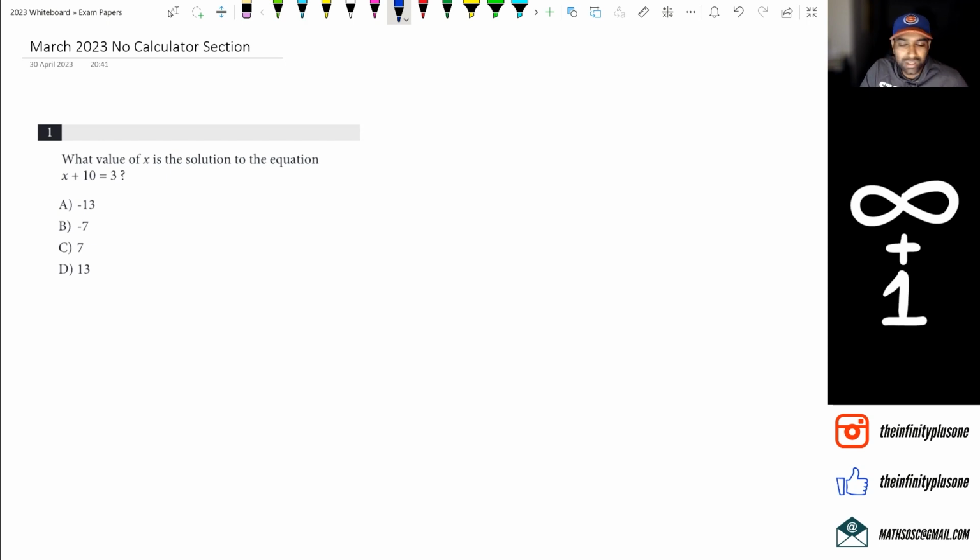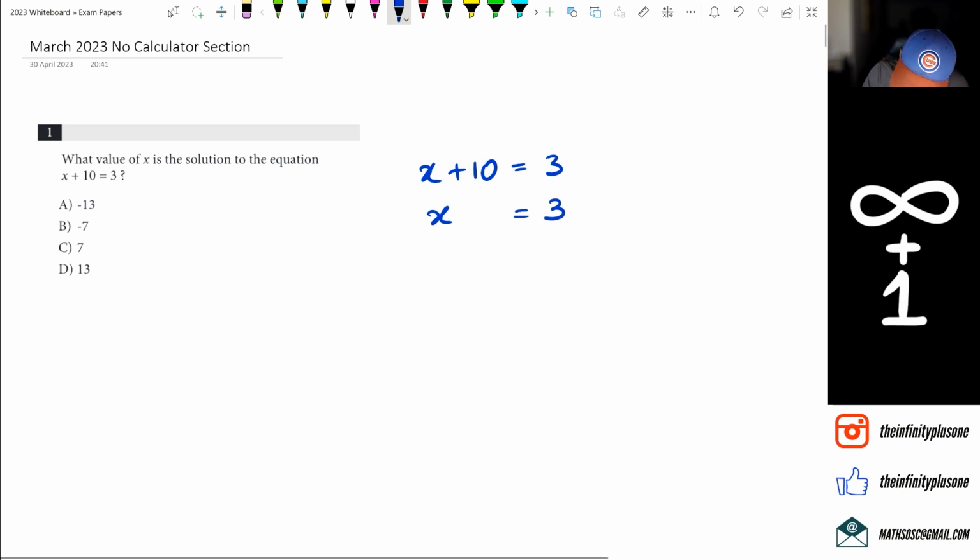What's the value of x? I guess you guys don't need to show working, you just select the answer and you're good to go. But I am going to do the working, by the way. So we've got x plus 10 is equal to 3. So x is equal to 3 take away 10, and we get x is equal to -7.